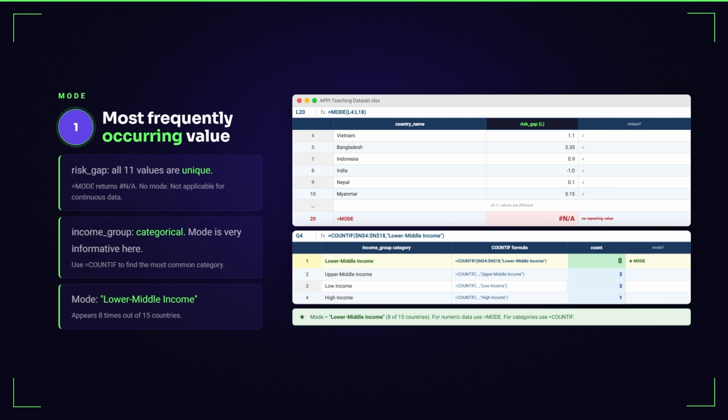For continuous numeric data like risk cap, mode is rarely useful because most values appear exactly once. All 11 risk cap values are different. There is no mode. But for categorical data, the mode is very informative.